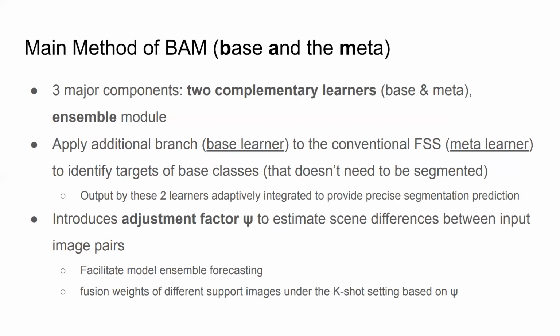The proposed model, BAM, contains three major components. There are two complementary learners, base and meta, and an ensemble module. The two learners are used to recognize the base and novel classes. Then the ensemble module receives their coarse predictions and uses an adjustment factor psi to suppress the falsely activated regions of base classes for accurate segmentation. Here, they learn the fusion weights of different support images under the K-shot setting, aiming to provide better guidance for the query branch.